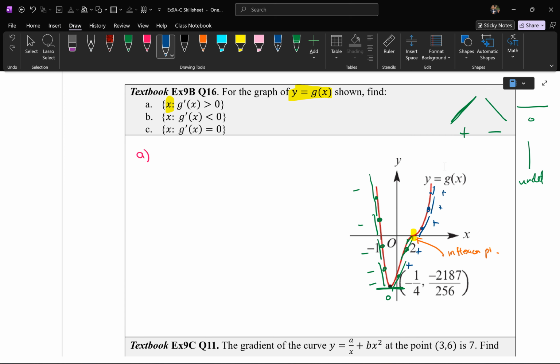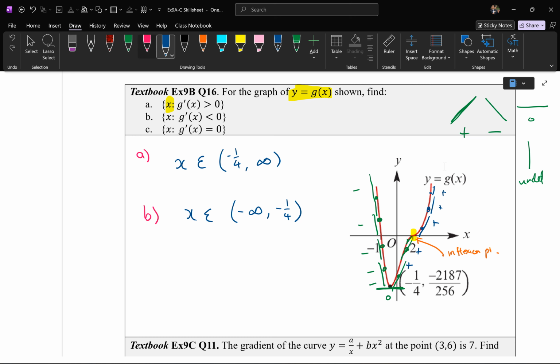Because they haven't defined it, I would probably just assume it's not an inflection point unless they state so. So therefore, I would say x is from negative a quarter to positive infinity for a positive gradient. Okay, and then the next one is less than 0. Then it's the other direction. It's from negative a quarter all the way to negative infinity. B is x is an element of negative infinity up to negative quarter. Notice I'm not including the negative quarter because right at negative a quarter, the gradient's 0. Okay, that's clearly a minimum point, and then it changes direction.